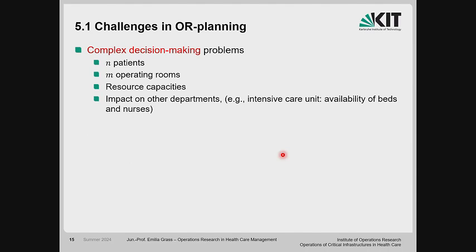And the decision making is pretty complex. We have different patients, we have different operating room capacities, but we also have an impact on other departments. Because if the surgery did not go that well, they need special treatment. But it is very expensive. Intensive care units, especially beds, are pretty expensive and require nurses.